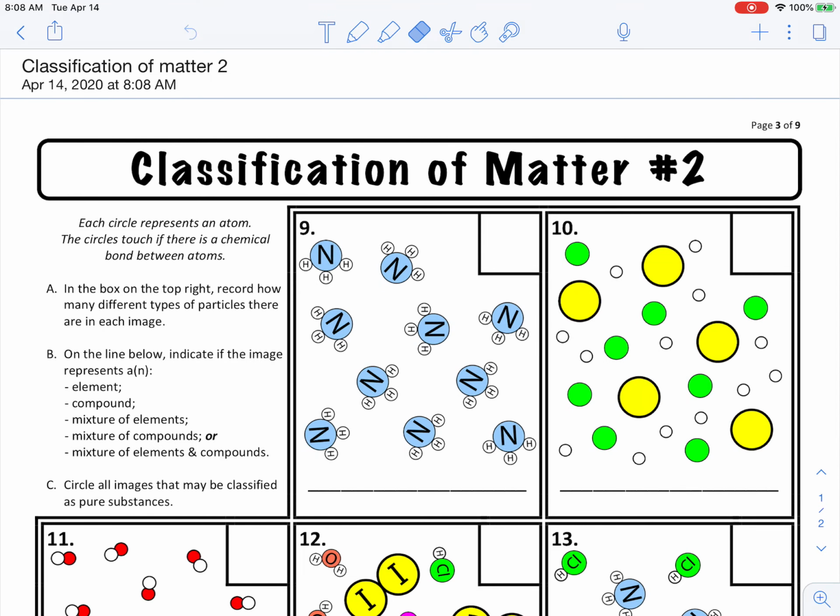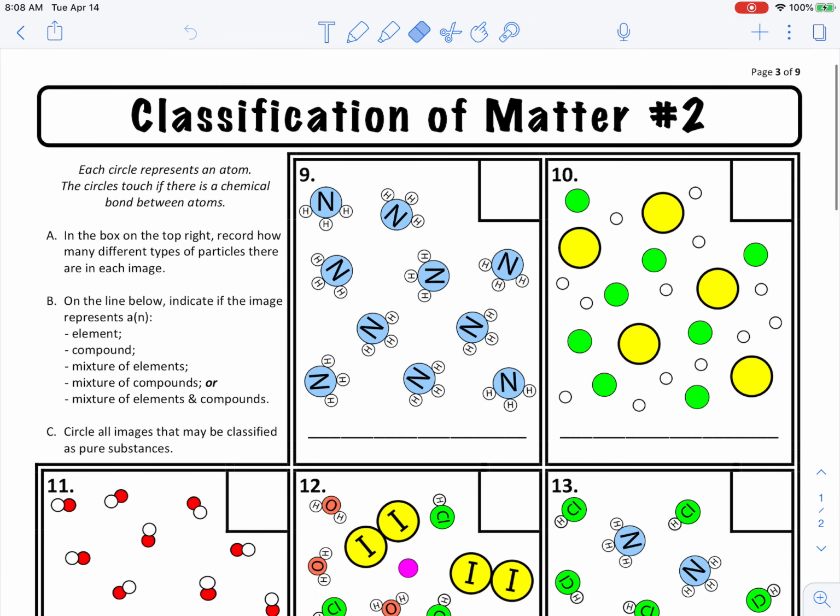All right, let's take a look at page number 2. Same directions as last time. First, we're going to figure out how many different types of particles are in each box.